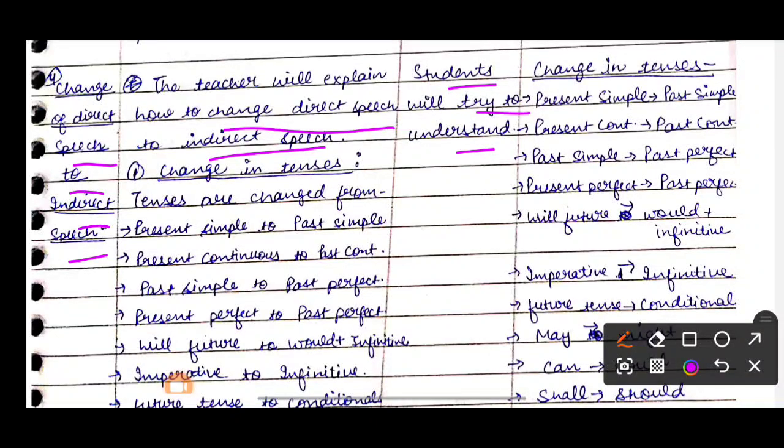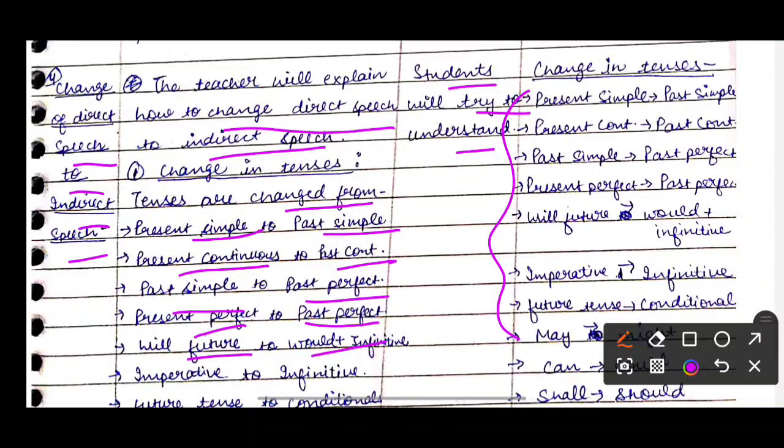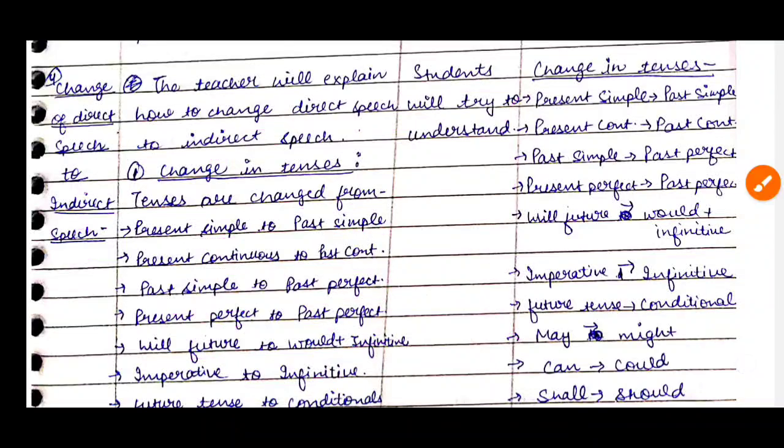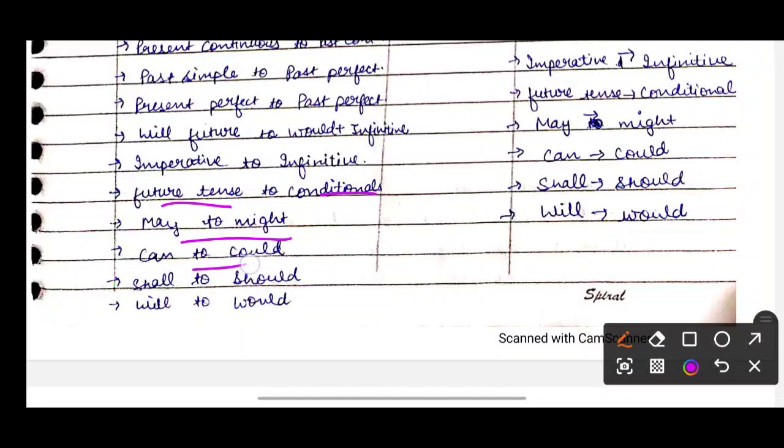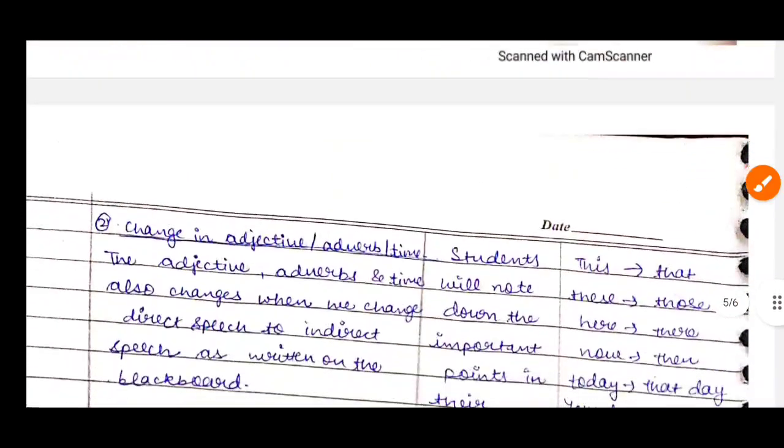Firstly, we'll tell them the change in tenses, and how the change in tenses happens. We'll write the same thing on the board also. Tenses are changed from present simple to past simple, present continuous to past continuous, past simple to past perfect, present perfect to past perfect, will future to would plus infinitive, imperative to infinitive. Future tense to conditionals, may to might, can to could, shall to should, will to would. And we'll write them on the board also so that they can copy.